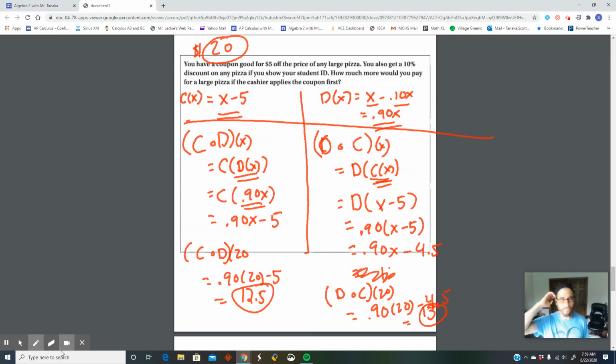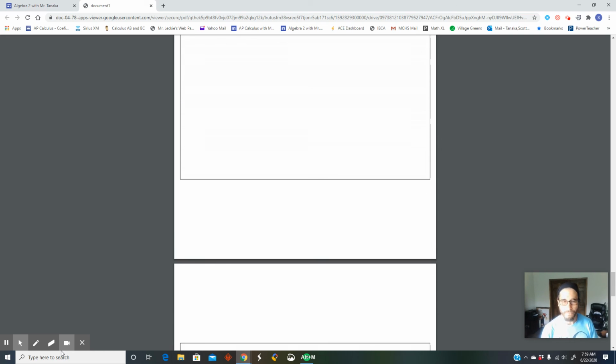So it says, how much would you pay for a large pizza if the cashier applies the coupon first? If we apply the coupon first, which is this, that means I would pay this much. Okay, and then depending on the dollar amount, you're noticing here for this particular problem, you get a much better deal if the discount is applied first before the coupon. So this company here, they're ripping me off, right? I should tell that manager, hey, please do the discount first and then the coupon second. Then I got 50 more cents in that situation. All right, let's go ahead to our next one.